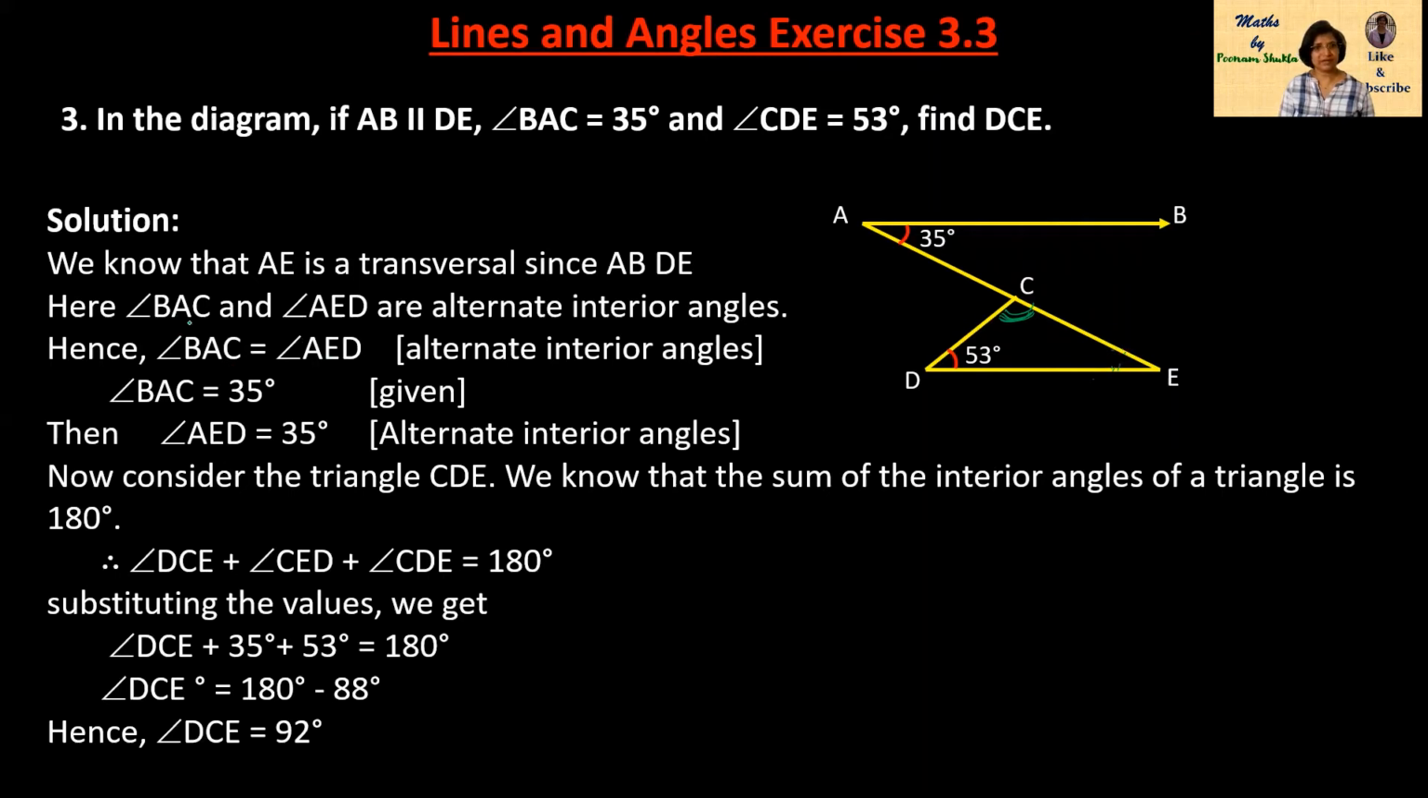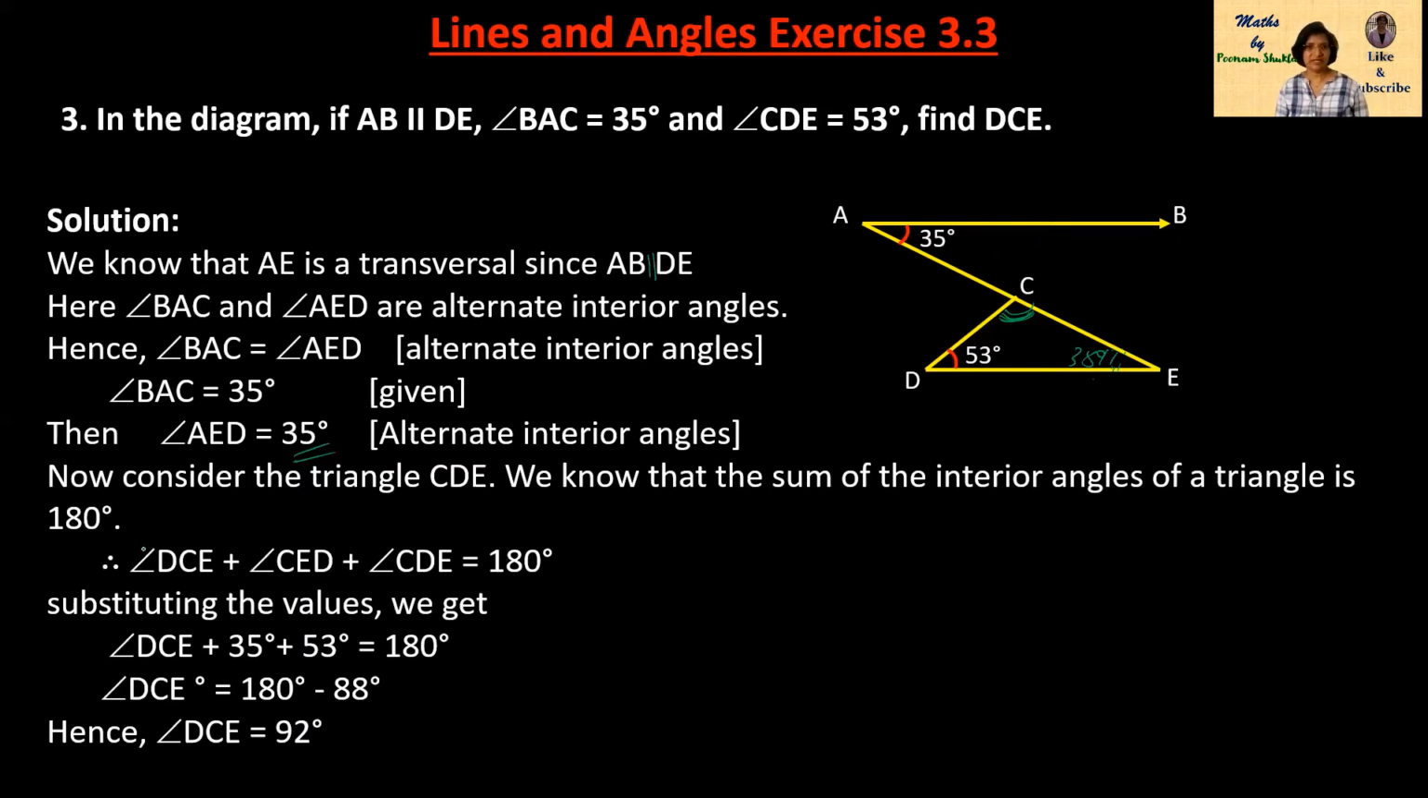Here I have written, we know that AE is the transversal since AB is parallel to DE. So angle BAC and angle AED are alternate interior angles, so they will be equal. Angle BAC equals 35, then angle AED equals 35. Now we got this angle as 35 degrees. Now we have to add these two angles and subtract from 180, then we will get this angle.